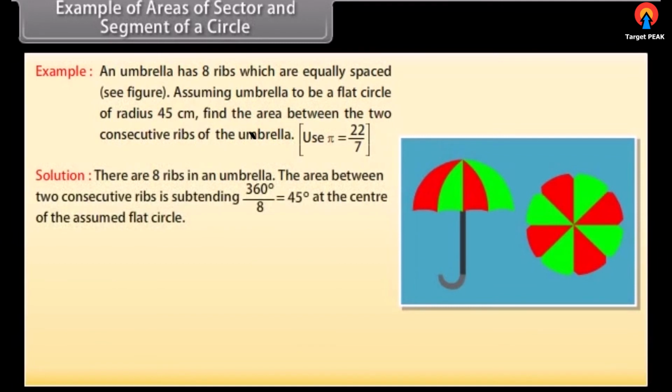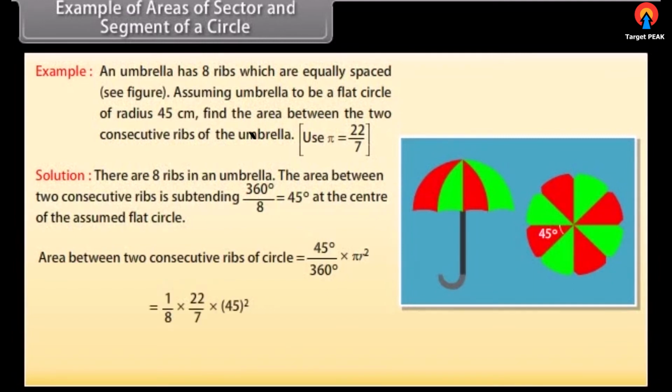There are 8 ribs in an umbrella. The area between two consecutive ribs is subtending 360 degrees upon 8, which is 45 degrees, at the center of the assumed flat circle. Area between two consecutive ribs of the circle is 45 degrees upon 360 degrees into pi r square. Now, by calculating it, we get 22,275 upon 28 centimeters square.